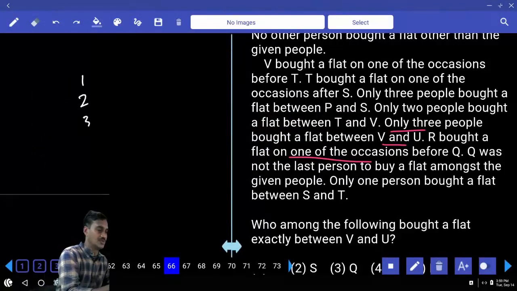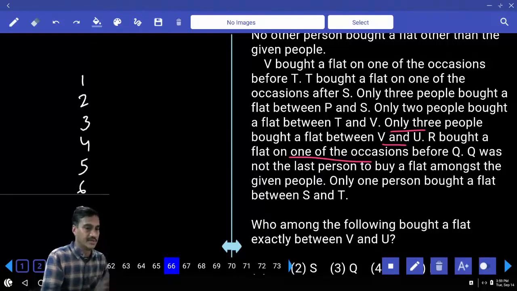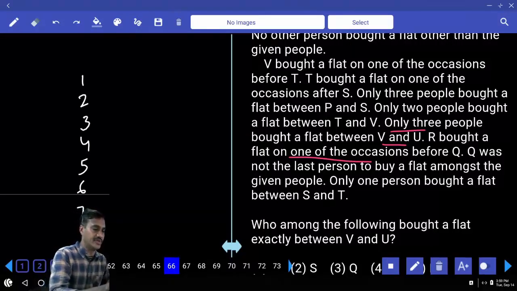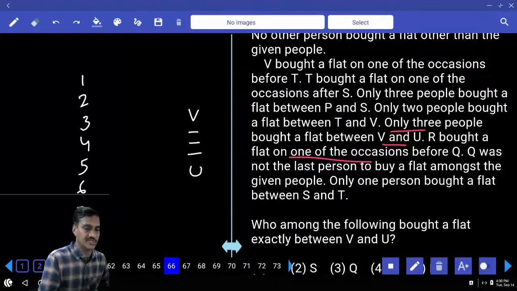Now 1, 2, 3, 4, 5, 6, 7. If you write like this, then V bought a flat. Only 3 people bought a flat between V and U. V is here. 1, 2, 3. U will be at this place.